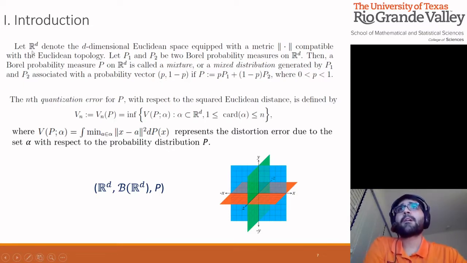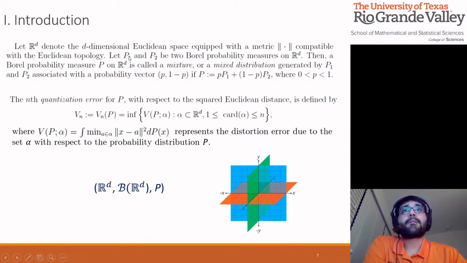So let's start with R^d being the d-dimensional Euclidean space equipped with a metric compatible with the Euclidean topology. And let P1 and P2 be two Borel probability measures on R^d. Then a probability measure P on R^d is called a mixture or a mixed distribution generated by P1 and P2 associated with a probability vector (p, 1 minus p) if P is defined as p times P1 plus (1 minus p) times P2, where p is between 0 and 1.